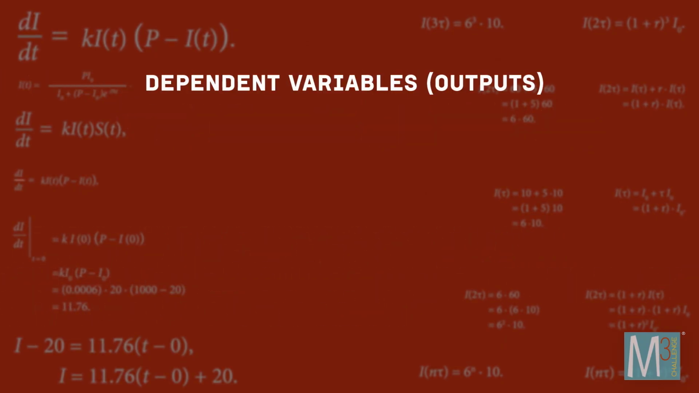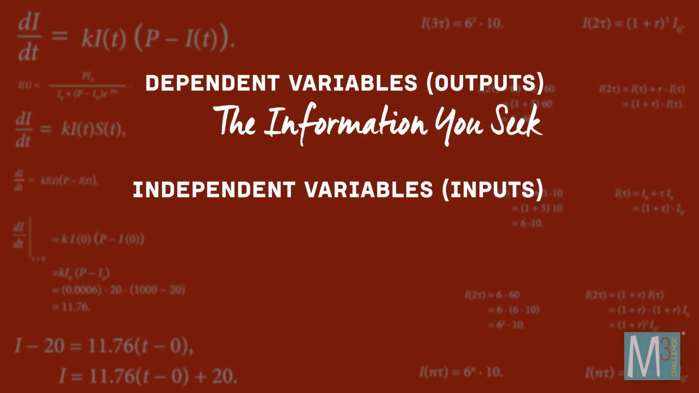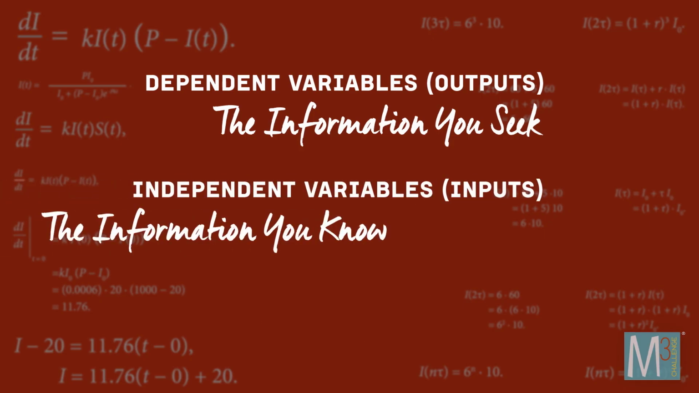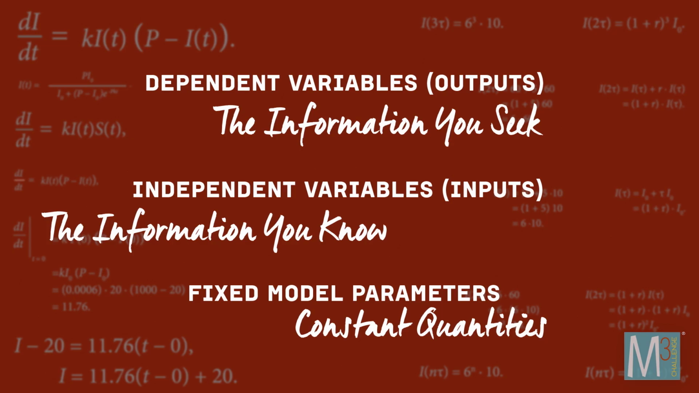Dependent variables are often called outputs. They represent the information you seek. Independent variables, also known as inputs, represent quantities you know the value of, but may change. Fixed model parameters represent constants, those quantities that remain the same.